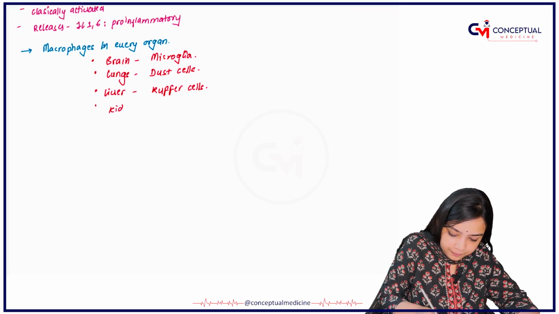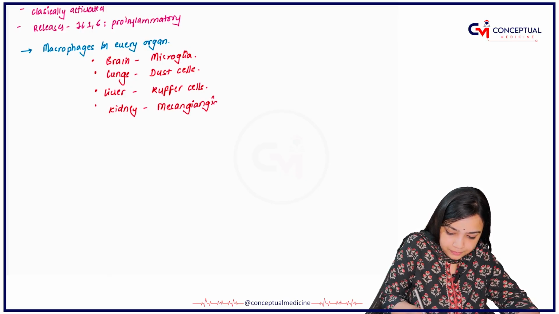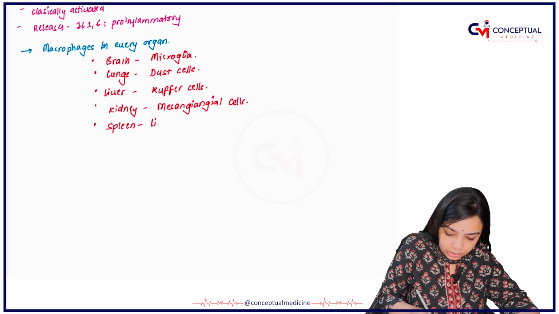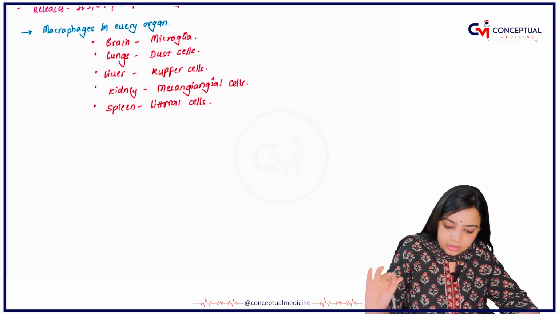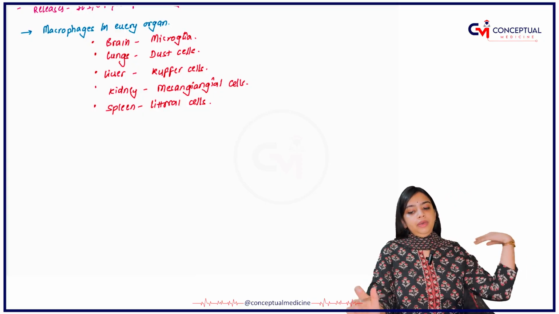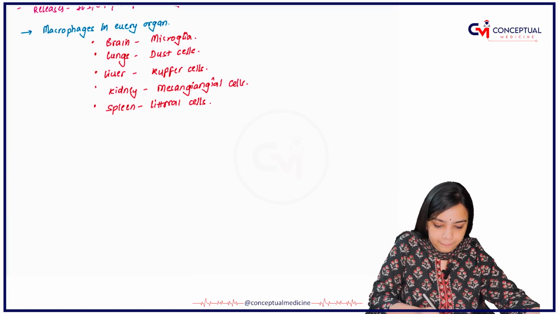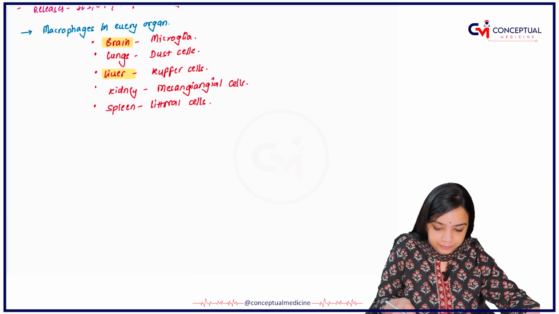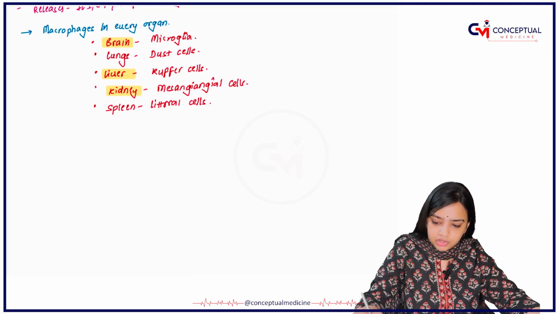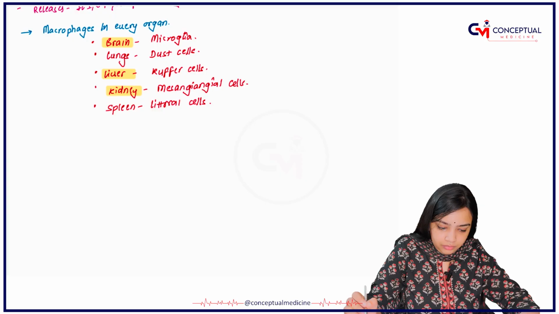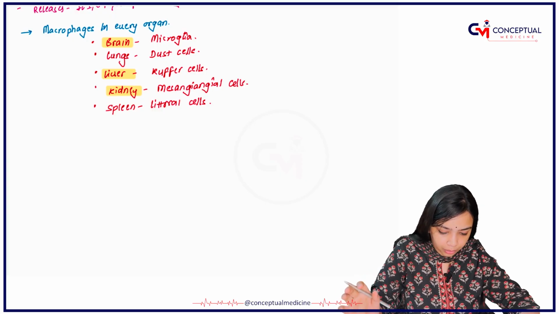For kidney, you have the mesangial cells. For spleen, you have the littoral cells. So mainly what you need to remember is just the brain, the liver and the kidney. Just remember this much. The rest of the information is not that important.